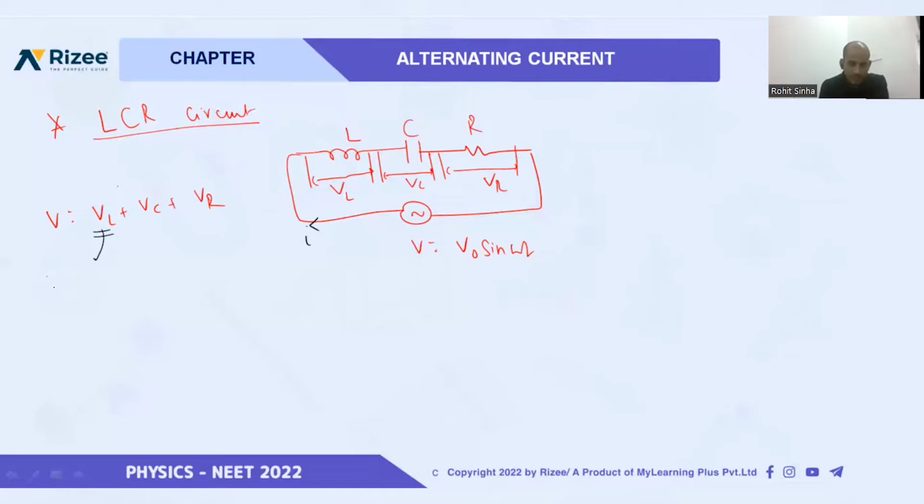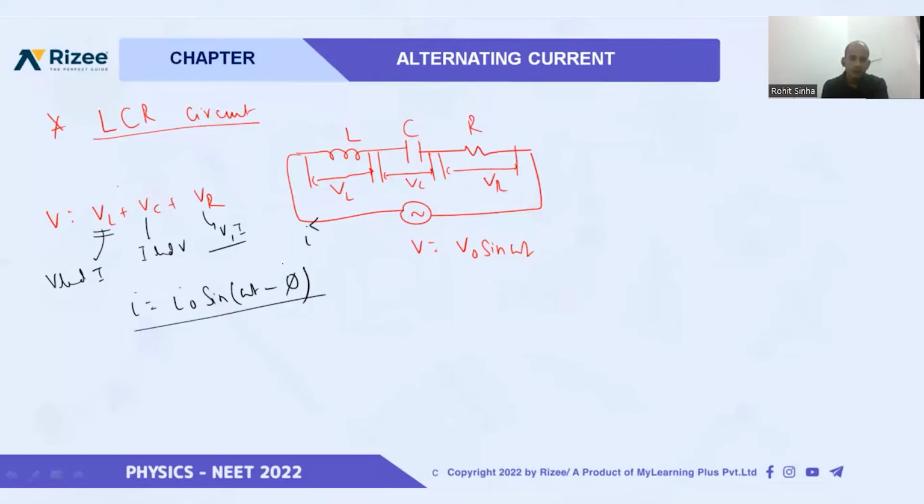This inductor will try that voltage should lead current. The capacitor will try that current will lead voltage, and the resistor has no choice. It wants that V and I should be in phase. We studied this earlier also. Due to this, their combined effect will give one I like this: I is equal to I naught sine omega t. There will be some phase angle difference, let us say phi.